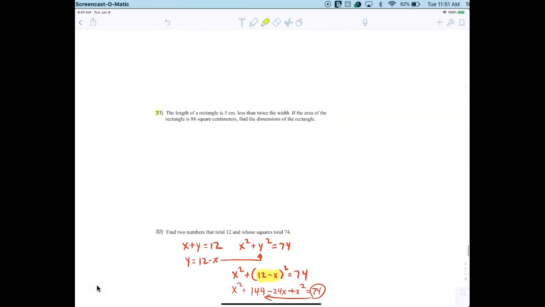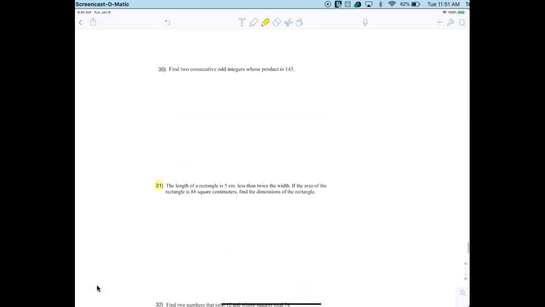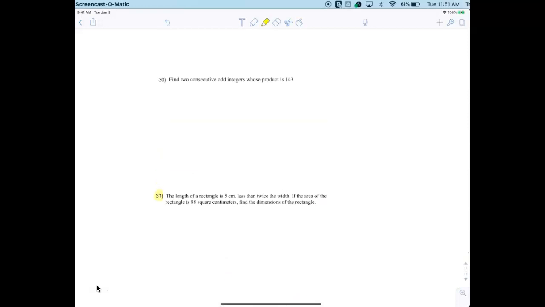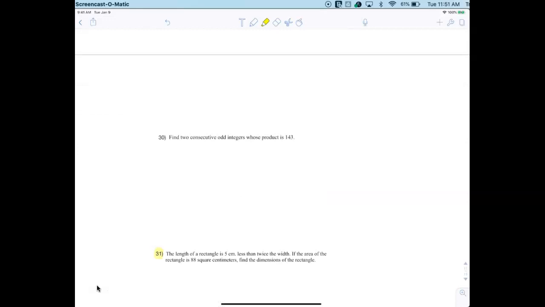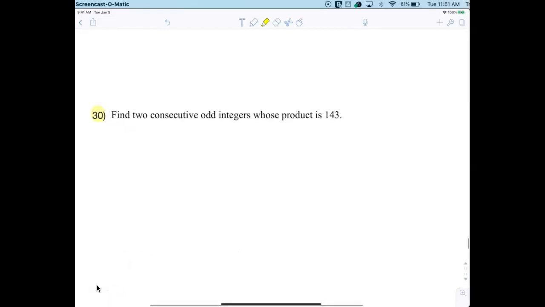I want you to try 30 and 31 for homework, but how do you write consecutive odds? Give me an example of consecutive odds. Yeah, 1, 3, 5, 7, 9. So how do I get from 1 to 3? You add 2. If we're talking about consecutive odds, it would be x and x plus 2, right?